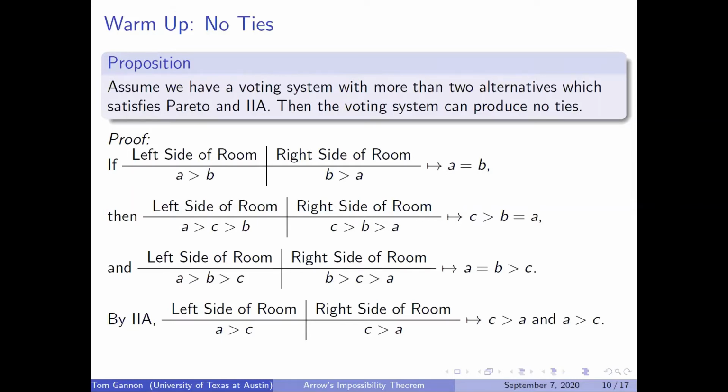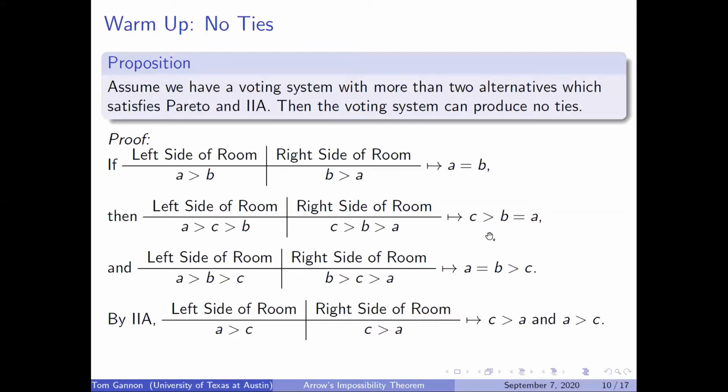Scary stuff. What questions do you guys have on it? How do we know that C is greater than A? So in the second line, which has then, I showed that if the left side of the room returns a ballot that has A over C over B, and the right side of the room has a ballot that returns C over B over A, then we use Pareto to show that C is greater than B, but B was tied with A.